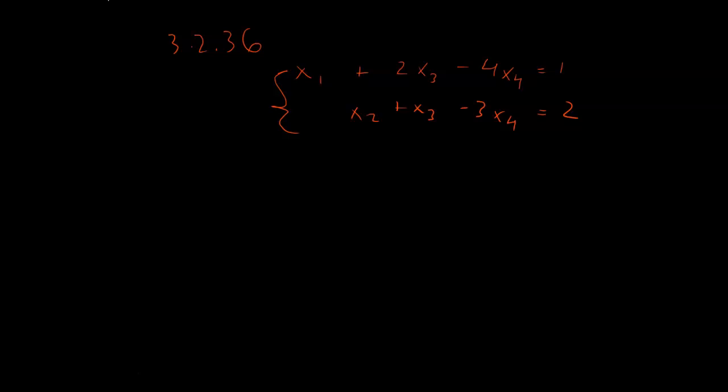So let's go ahead and rewrite this in terms of a matrix. I'm going to switch my color here. So that first row will be a 1 because there's a single x1. There are no x2s. There are two x3s, negative 4 x4s, and my solution of a 1. There is no x1 in the second row. 1, 1, negative 3, and 2.